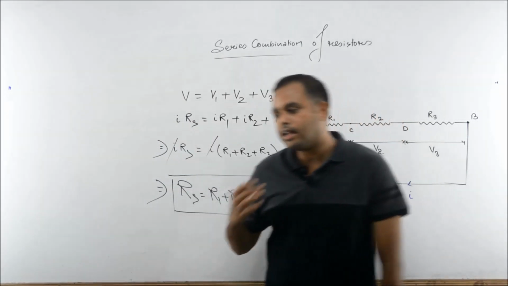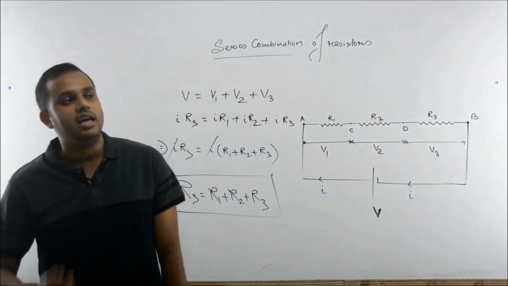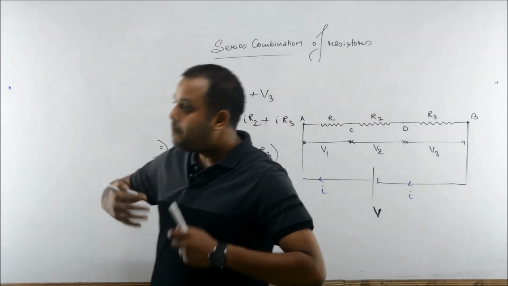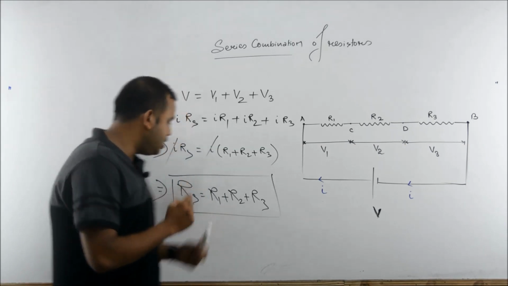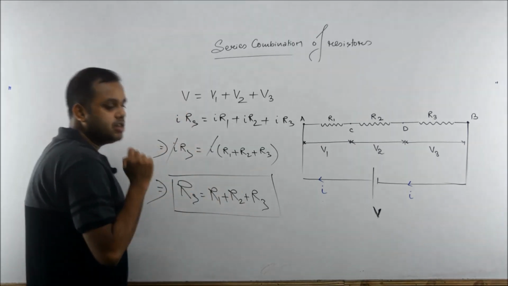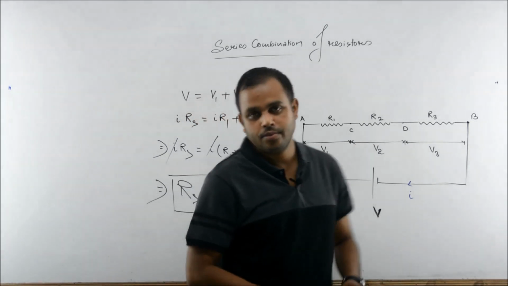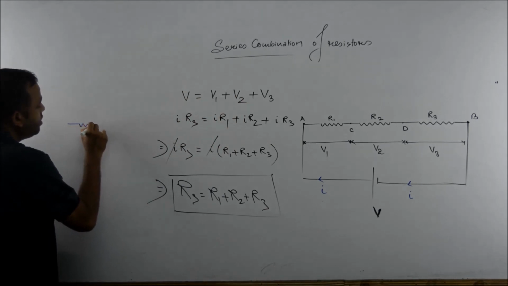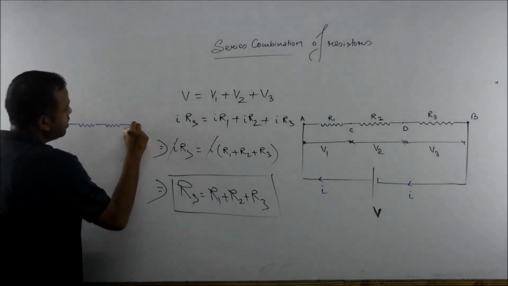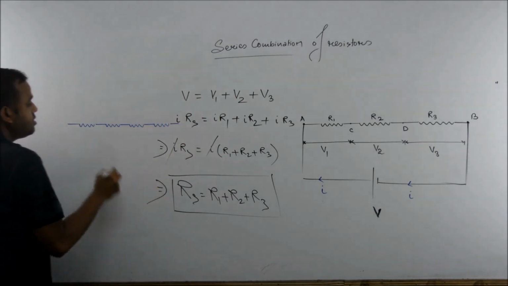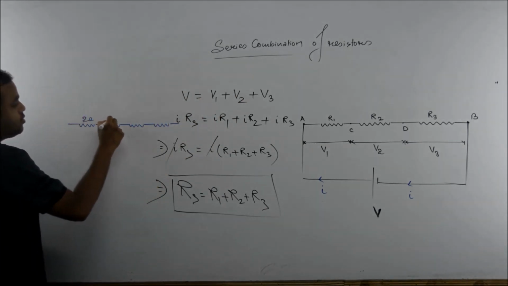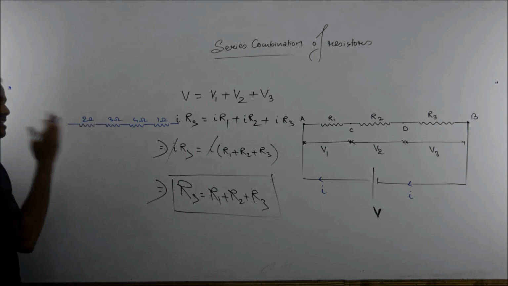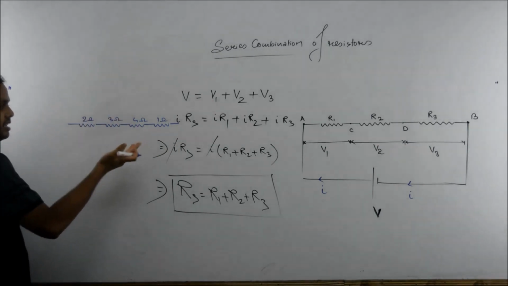If resistances are connected in series, then the equivalent resistance or combined resistance will be equal to the sum of individual resistances. Clear friends? Suppose, for example, it is 2 ohm, it is 3 ohm, it is 4 ohm, it is 1 ohm, and clearly you can see that they are connected in series. They are connected one after another, end-to-end.